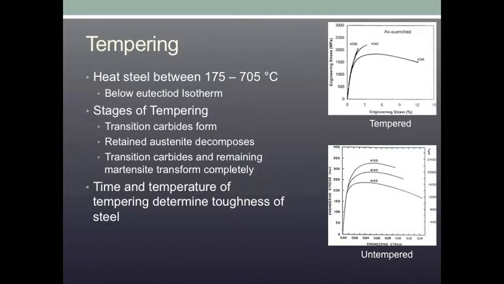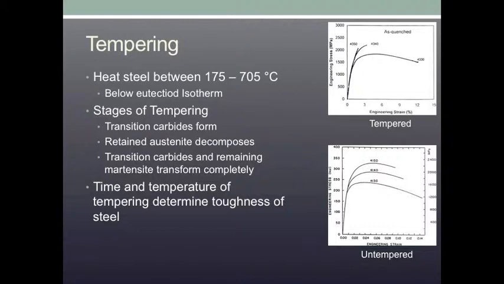Stage 2 in the tempering process is where the retained austenite starts to decompose. The diffusion of carbon is also present in this step and allows the retained austenite to form ferrite and cementite. This solves the problem of the retained austenite that is left over as a result of the quenching process. Stage 2 usually occurs at temperatures from 200 to 300 degrees Celsius.